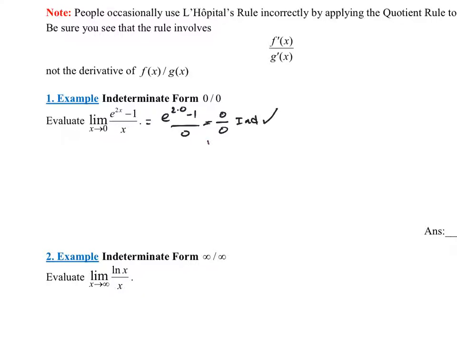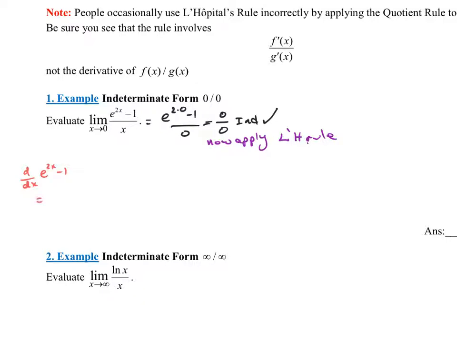So now apply, and I'm just going to put L'H rule for L'Hopital's rule. I have to show that I've met the conditions, that it is an indeterminate form. Now I can apply L'Hopital's rule. So I'm going to do some side math over here. I'm going to say the derivative with respect to x of e to the 2x minus 1.